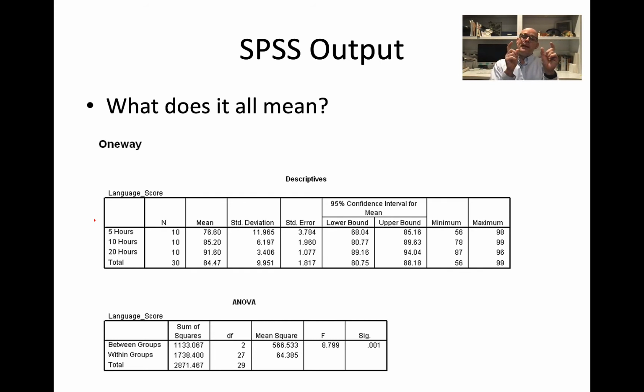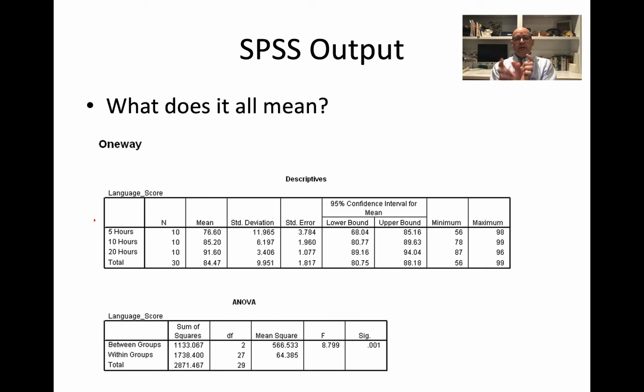Now, if these confidence intervals overlap with any other group, then you won't know if that is a real difference. So for example, these 2 overlap between 10 hours and 20 hours: 80.77 to 89.63, and 89.16 to 94.01. Those 2 numbers overlap. So there is a probability that those 2 groups are actually the same. Well, how could that happen? Because their ranges overlap.